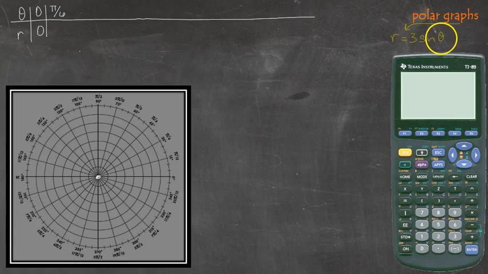And pi over 6, or the sine of pi over 6, is 1/2 times 3, which is 3/2, or 1.5. So I move to the next angle, which is 45 degrees. Now the sine of 45 degrees is root 2 over 2 times 3, which is 3 root 2 over 2.